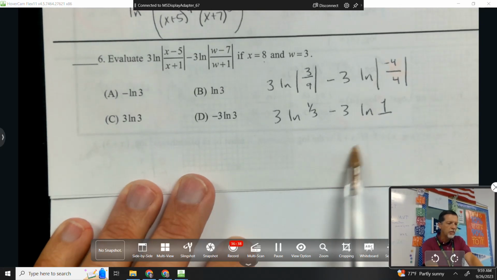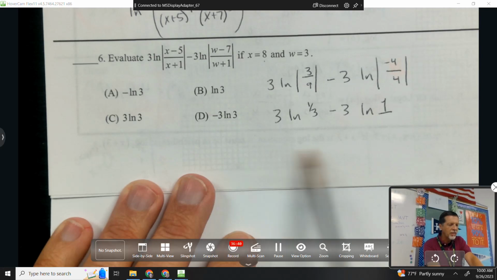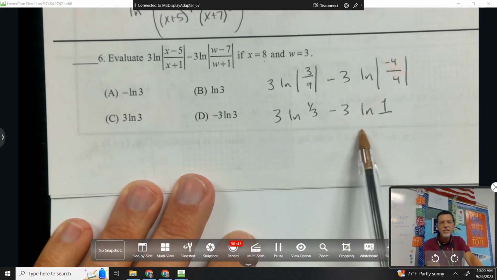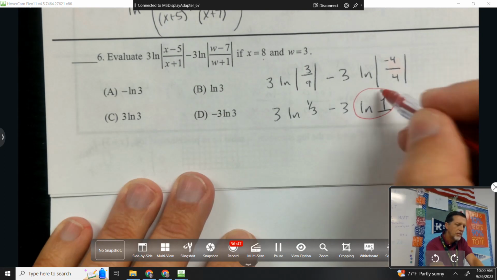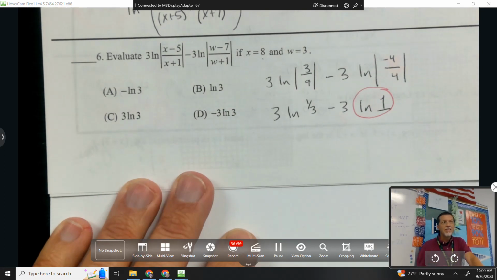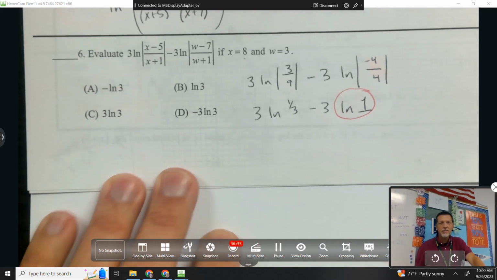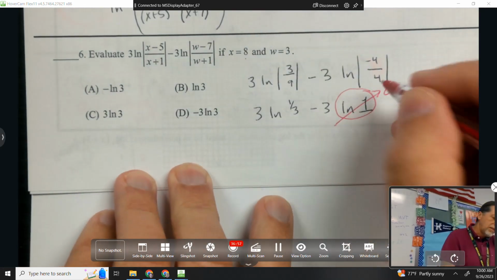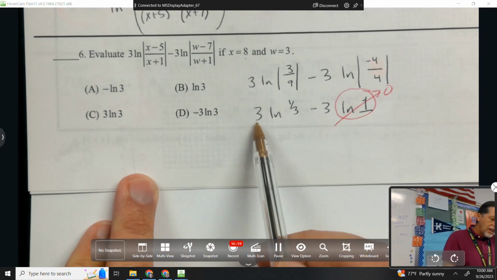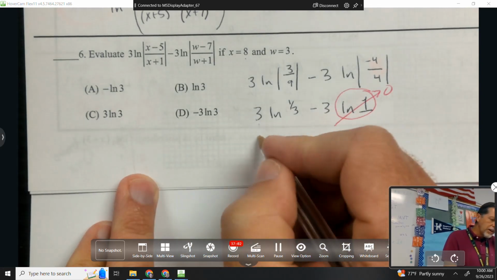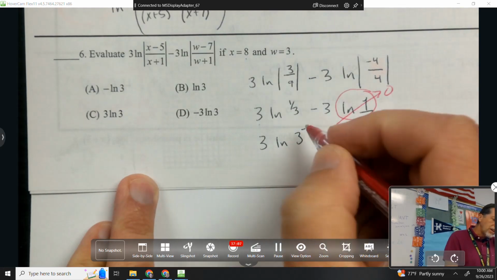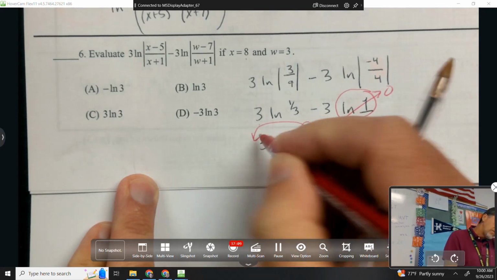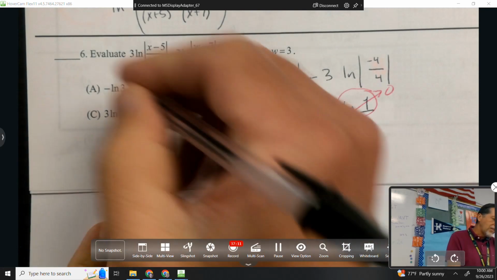Let's do the easier one first. I see a bunch of 3's in my answer. I don't see any natural log 1's. Why is that? Zero. Because the natural log of 1 is 0. So that part's gone. I don't have 3 natural log 1/3 anywhere, but that's because I could rewrite that as 3 to the negative 1, and then put the negative out front, and then it's answer D.